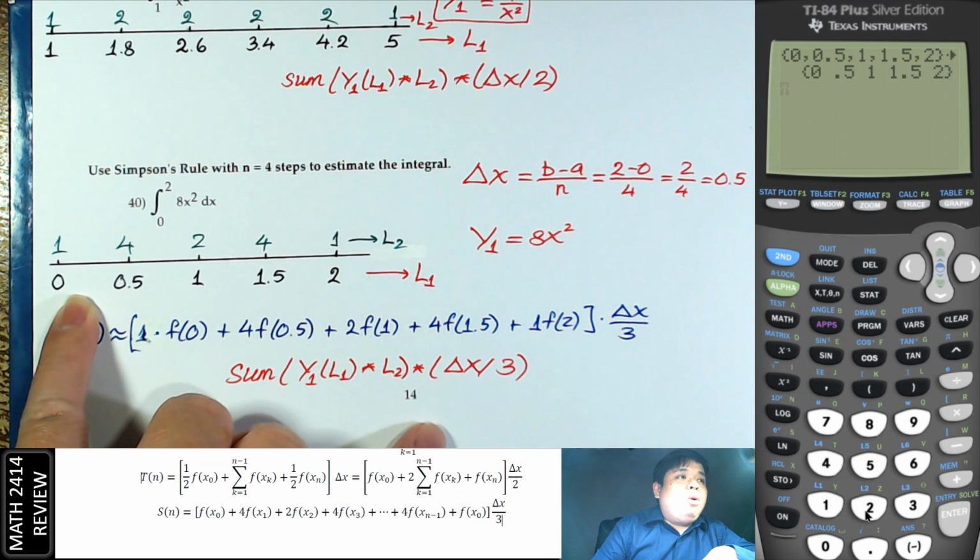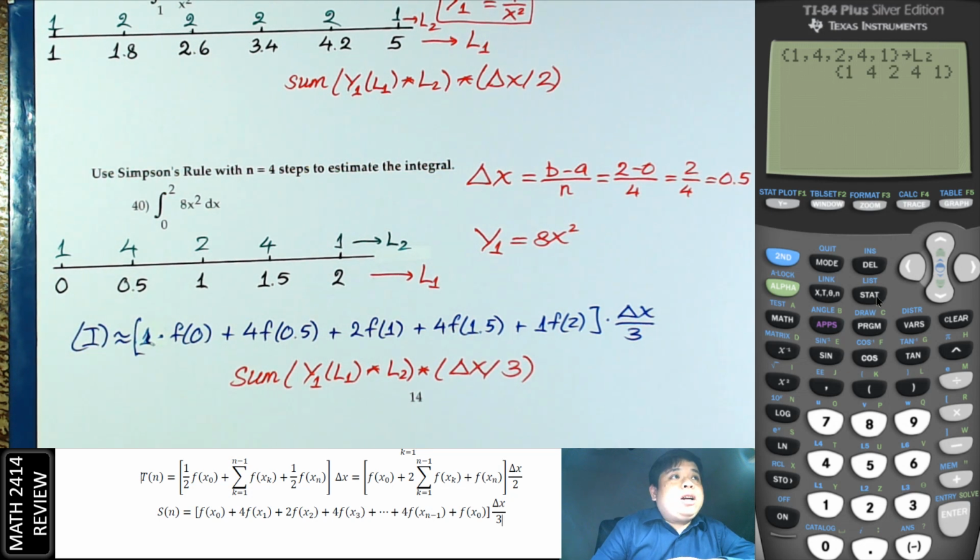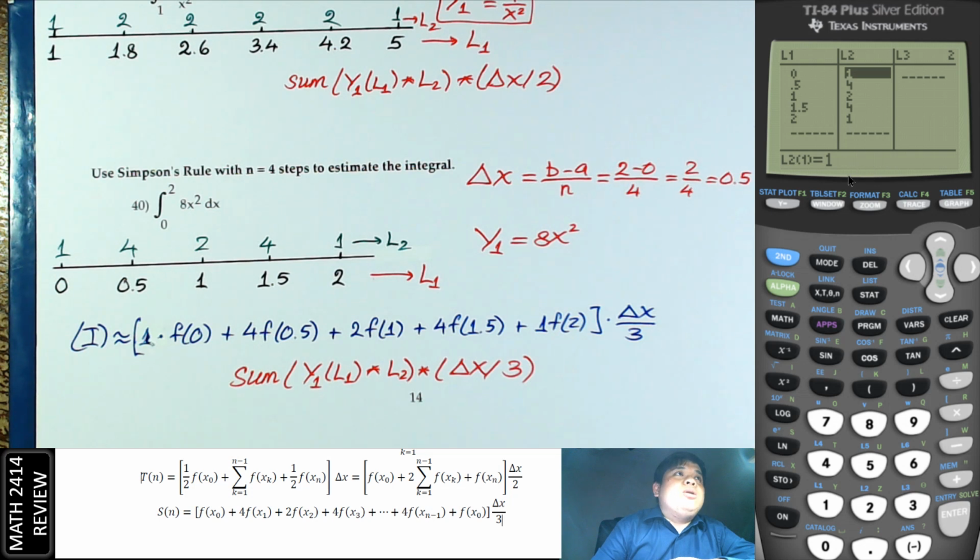List 2 is the coefficient 1, 4, 2, 4, and 1. Close that and store into L2. If you want to check, hit stat, edit. Now we see those are the lists.